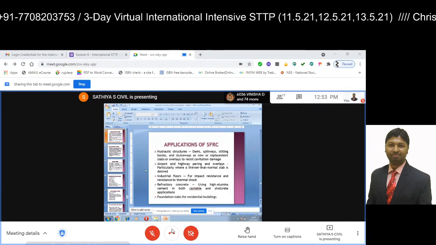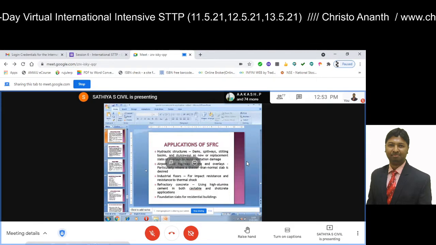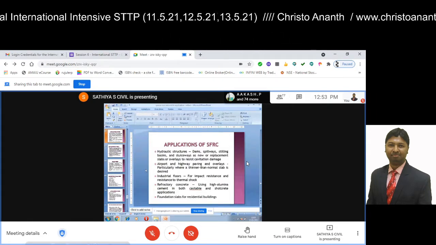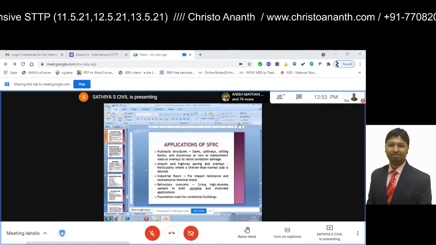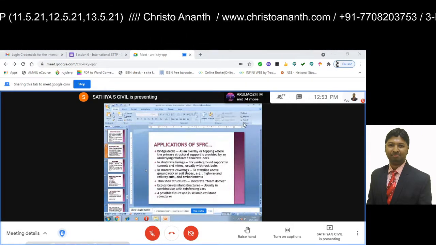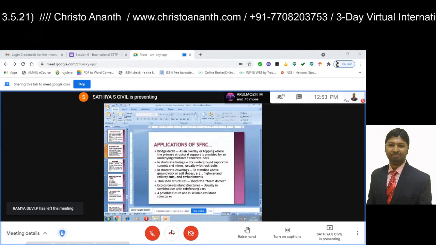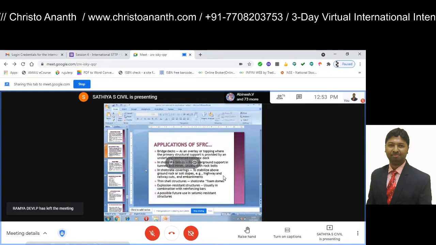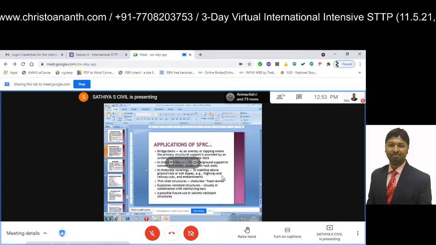Then applications of steel fiber reinforced concrete. It is applied for hydraulic structures, then airport and highway paving, then for industrial floors, then refractory concrete and foundation slabs for residential buildings. Then for constructing bridge deck, then in shotcrete lining, then in shotcrete covering, thin shell structures, then explosion resistant structures.